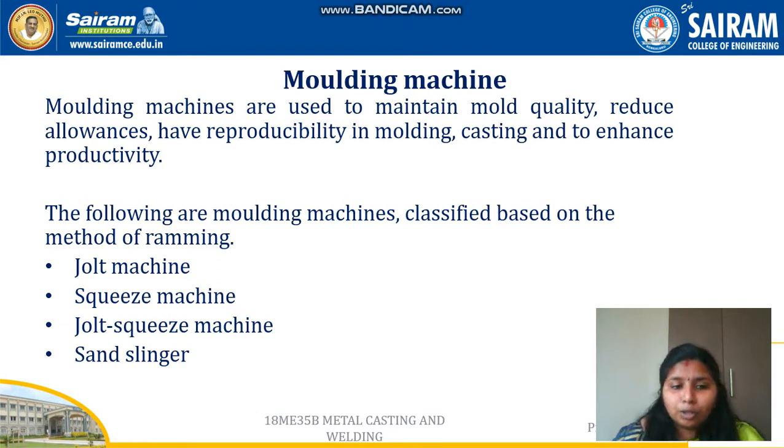First one is the jolt machine, the next one is the squeeze machine, the third one is a combination of both the jolt and squeeze machine, and the last one is the sand slinger. Now let us see in detail about the different types of machines.